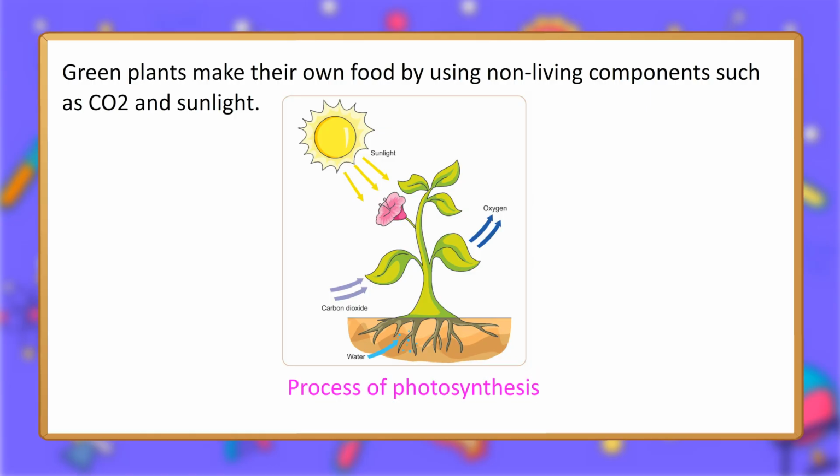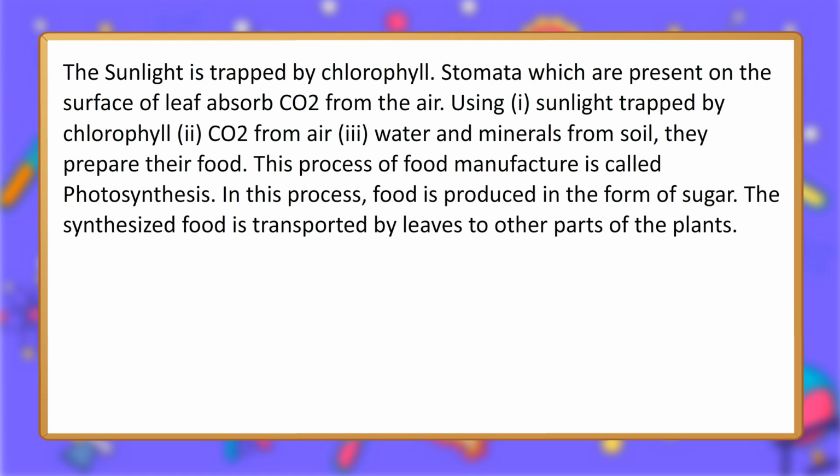Process of photosynthesis. Sunlight, oxygen, carbon dioxide, water. The sunlight is trapped by chlorophyll. Stomata which are present on the surface of leaf absorb CO2 from the air. Using sunlight trapped by chlorophyll, CO2 from air, and water and minerals from soil, they prepare their food. This process of food manufacture is called photosynthesis. In this process, food is produced in the form of sugar.